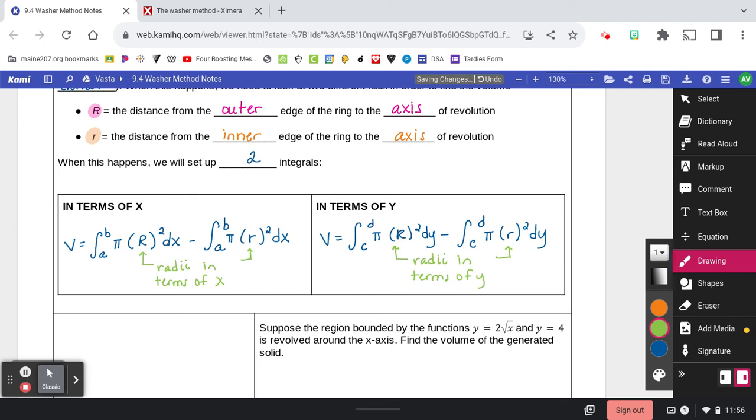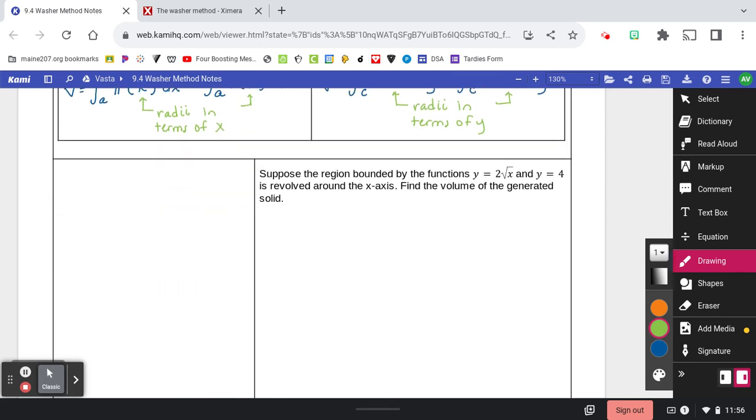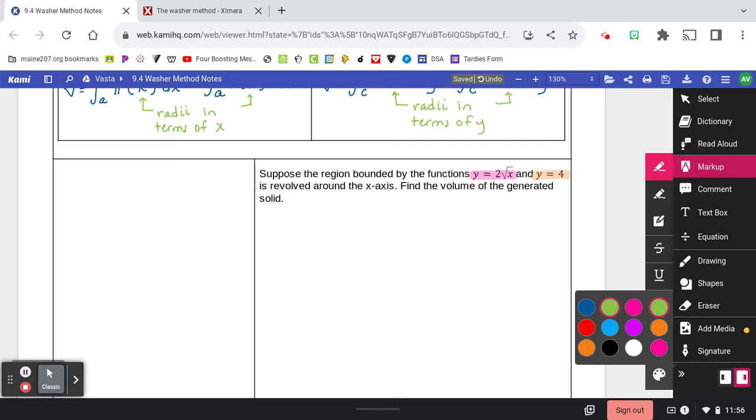So let's take a look at a few problems. We're going to do 2 problems without a calculator, and we will do 2 problems with a calculator. For this first problem, it says, suppose the region bounded by the functions y equals 2 square root of x and y equals 4 is revolved around the x-axis.